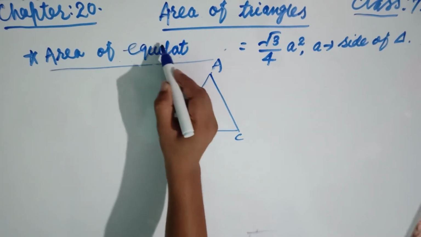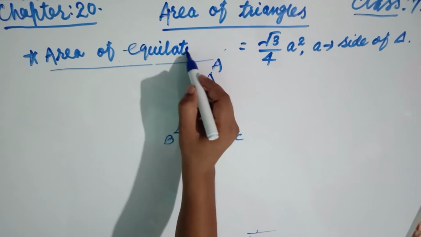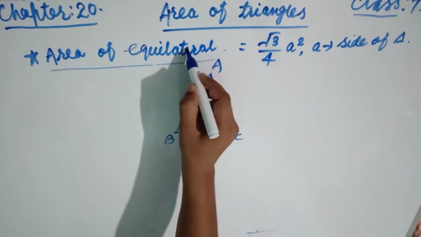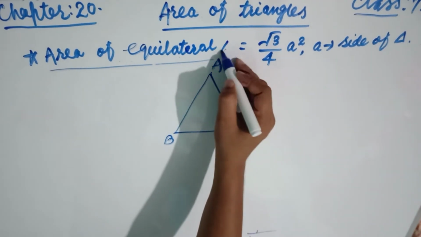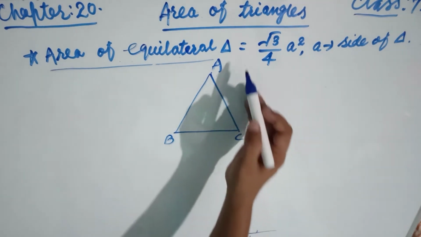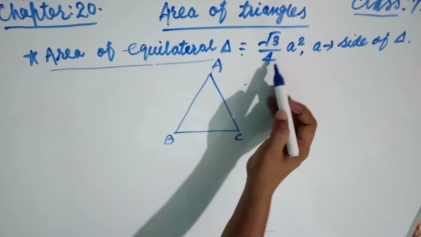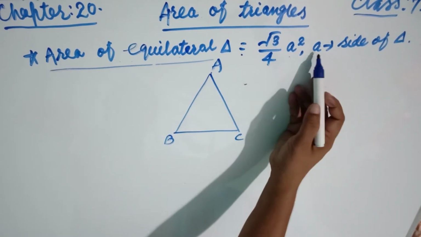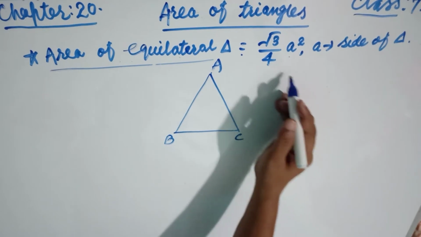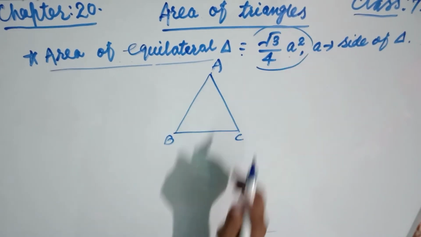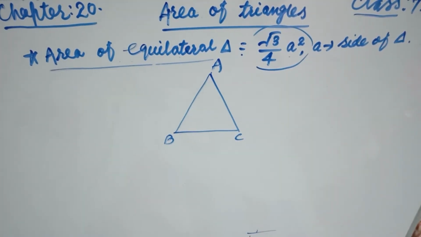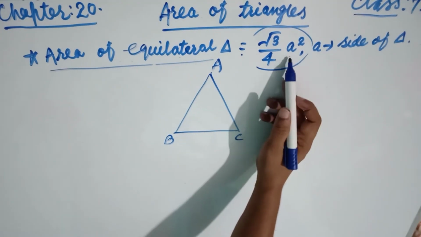Area of equilateral triangle. Now friends, you know the area of an equilateral triangle is root 3 by 4 a square, where a is the side. Now we will prove, friends, how this formula, square root 3 by 4 a square, comes about.